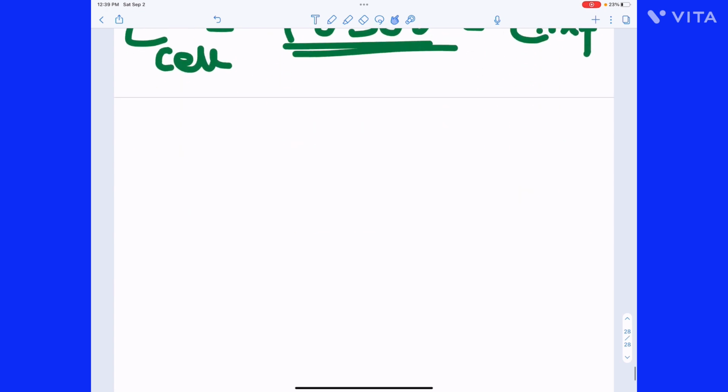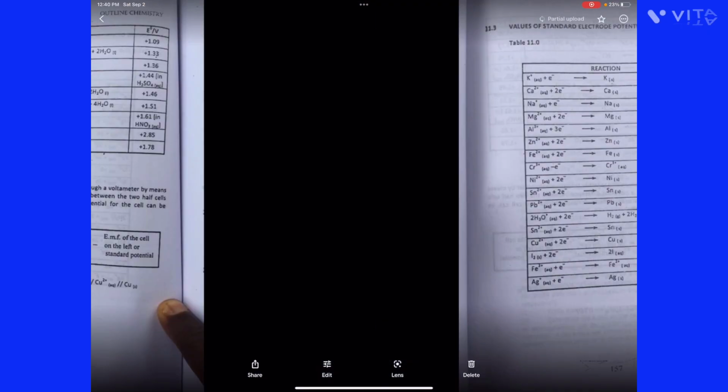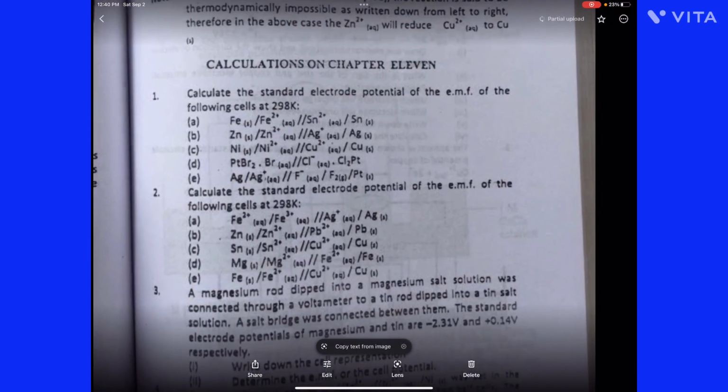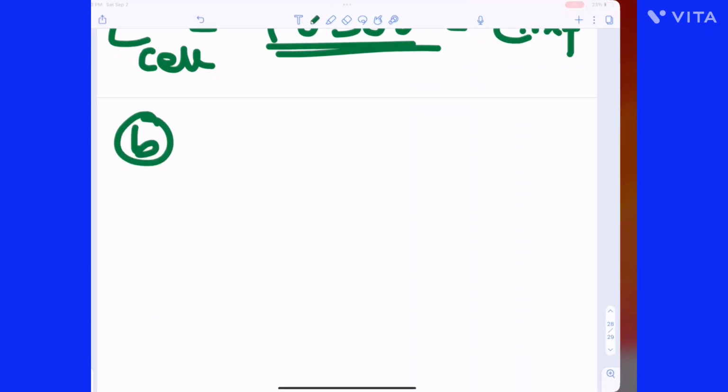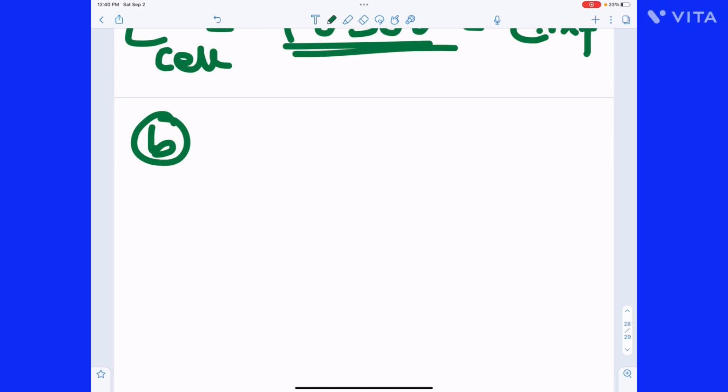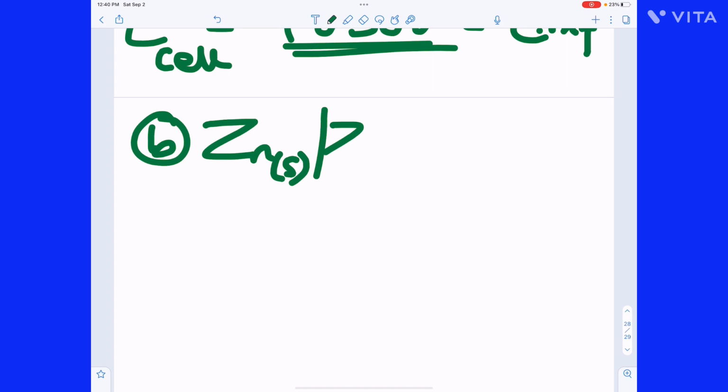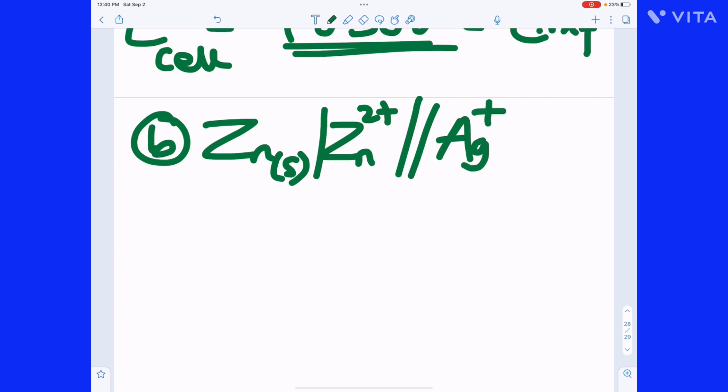So let's go to question B. I'll be fast. In question B, it is zinc and silver. In question B, the cell is a cell of zinc and silver. Zinc is the oxidation half cell, Zn2 plus. Then silver is the reduction half cell, Ag plus. Solid, aqueous.